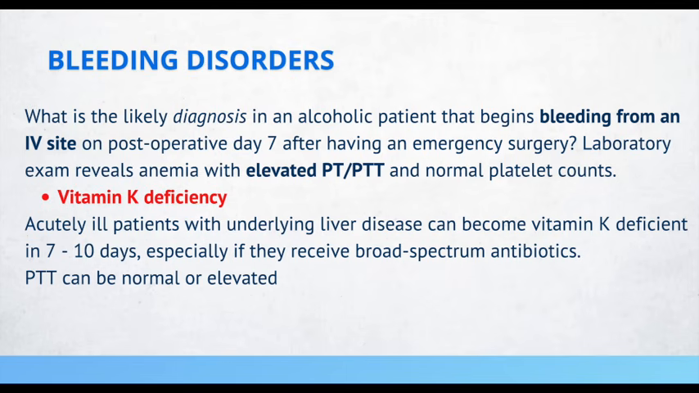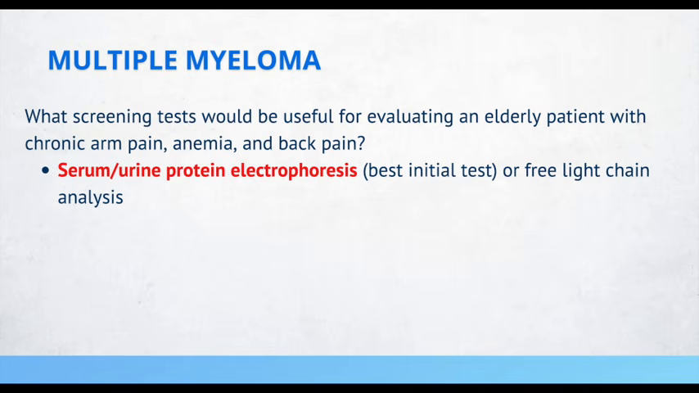What screening tests would be useful for evaluating an elderly patient with chronic arm pain, anemia, and back pain? Serum or urine protein electrophoresis. This is the best initial test. Or free light chain analysis.